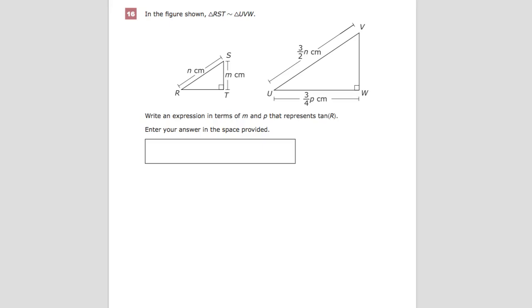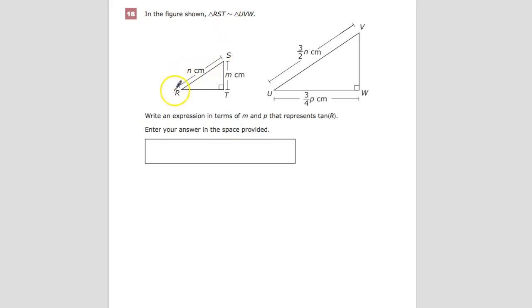In the figure shown, triangle RST is similar to, so if you see this symbol here, that would be similar to. What does similar mean? Similar means that corresponding angles are congruent. Because they give us the statement, I know that angle R, which goes in the same place, so R is the first letter, and angle U have the same measure. So TRS and WUV, that angle here and here are the same. Also, corresponding sides are proportional, not congruent, they're proportional, so you can create a proportion.